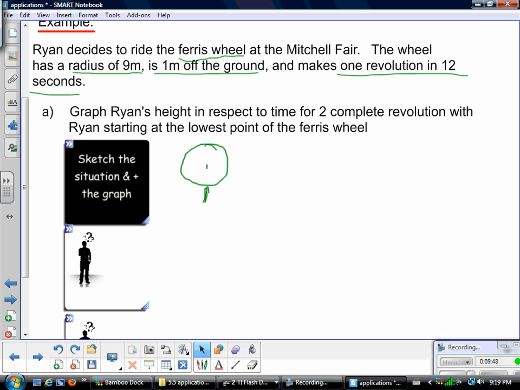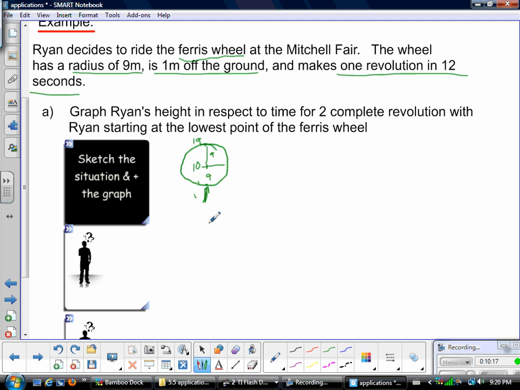Okay, so I know it's 1 meter off. So I'm just going to put in those numbers on my diagram. On my diagram, I have 1 meter, and that's at the bottom of the wheel. Then I know that my Ferris wheel has a radius of 9. So when I get to the top here, this is 9. So 9 plus 1, so I'm at 10. And then I go another 9. So now at the top, I'm 19 meters off the ground.